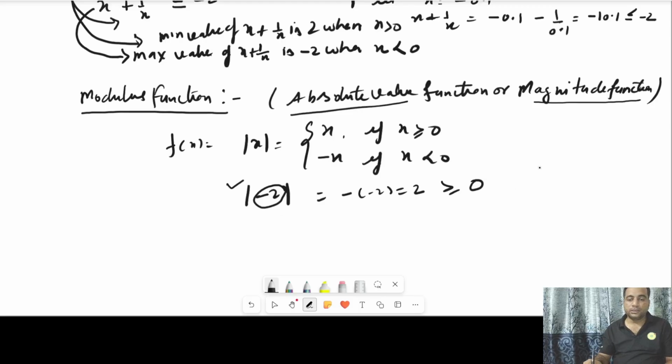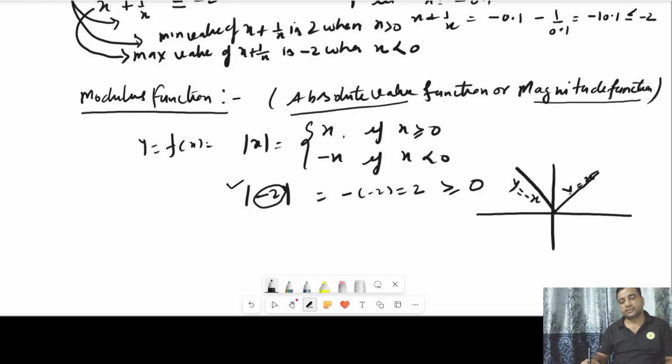Now, its graph will be: f of x is y. So y is equal to x when x is greater than or equal to 0, so you will get this portion of the graph. And this line is y is equal to minus x, but it exists only for x less than 0. So it's your graph. This line is y is equal to x, and this line is y is equal to minus x. It is symmetric about the y-axis.